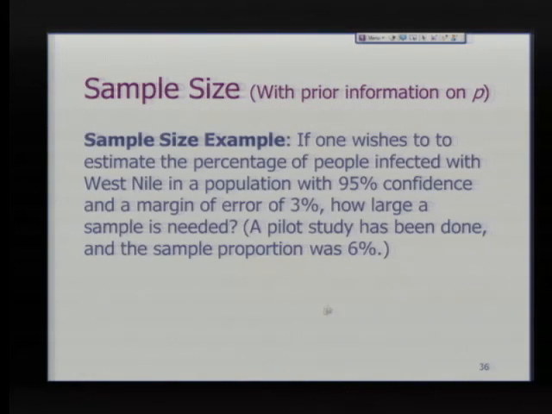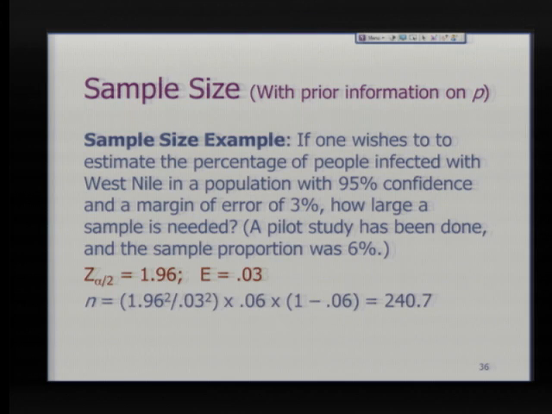I've done some study and the sample proportion was 0.6. Usually, I don't like small proportions, right? Small proportions sometimes make the estimation not as good. But here, just an example. Suppose I have that proportion information. Then what should you do?